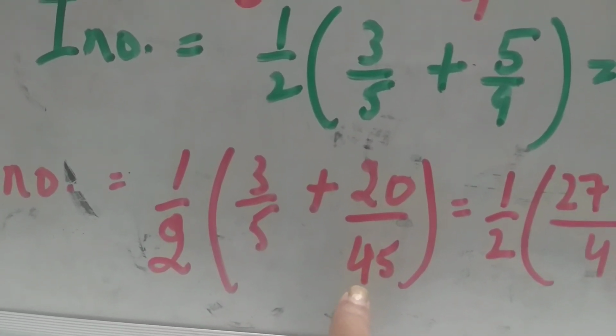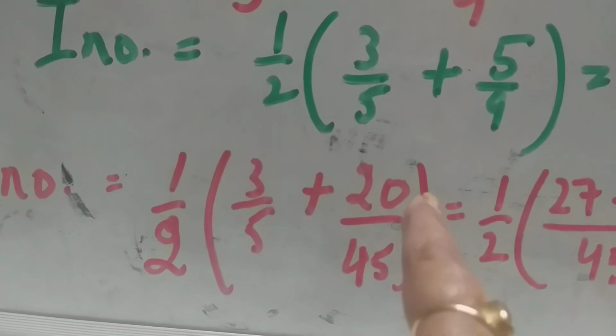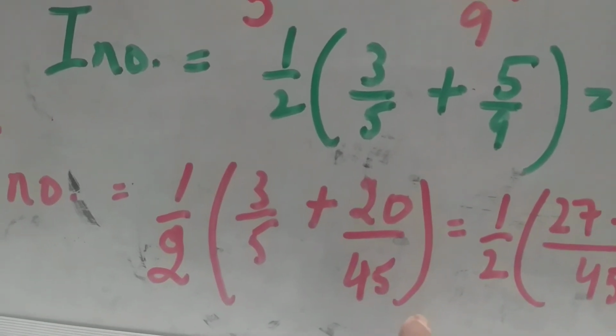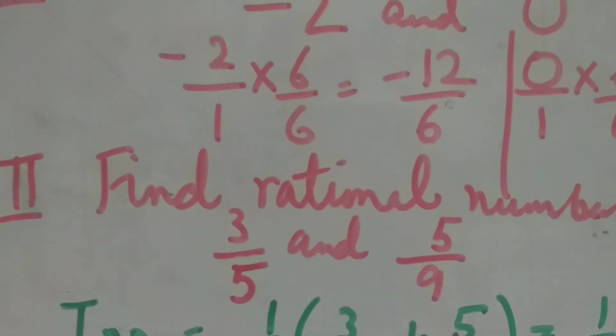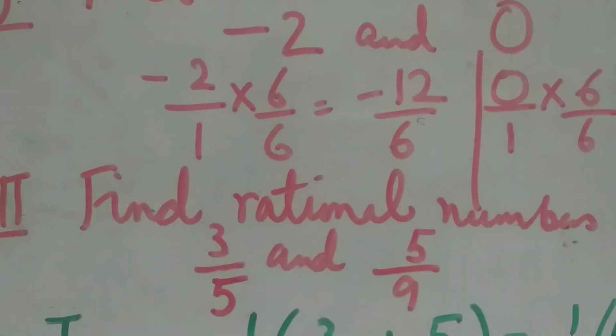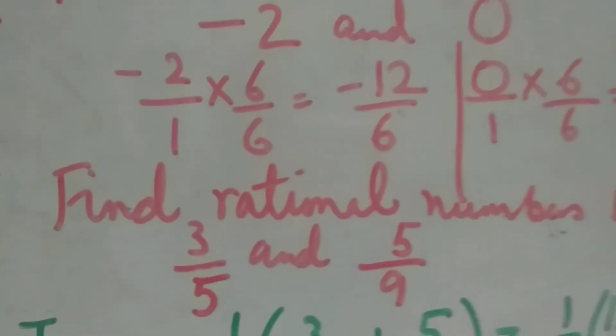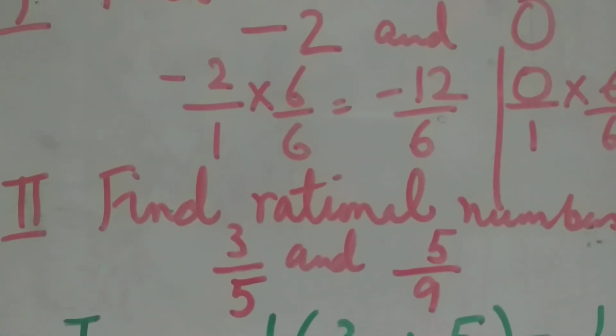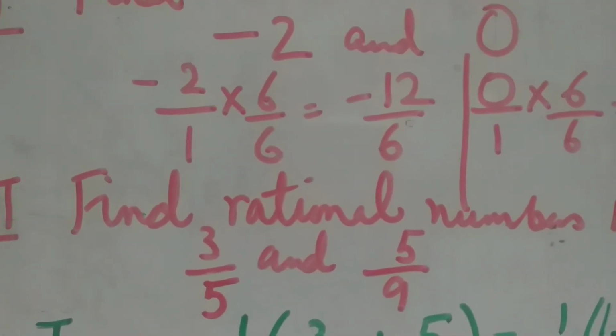Using this method, you can find infinite number of rational numbers between any two given rational numbers. So using both the methods, you can complete your exercise 1.2 easily.